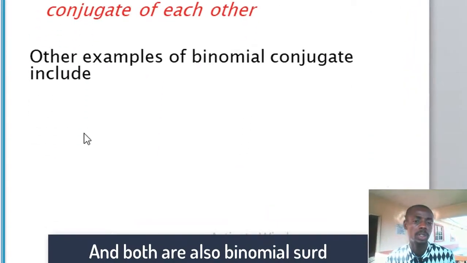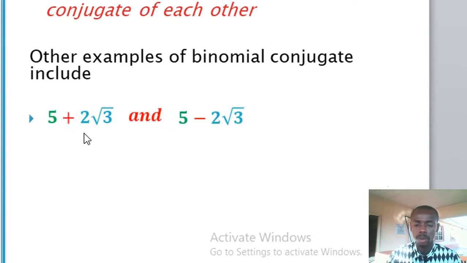So they are both conjugates of each other. Other examples of binomial conjugates include, number 1, 5 plus 2 root 3 and 5 minus 2 root 3. Just take note that what you have here is what you have here. You have 5 and you have 5. You have 2 root 3 and you have 2 root 3. The only difference is this is a positive sign and this is a negative sign in between. So the difference in the two signs makes them conjugates of each other.